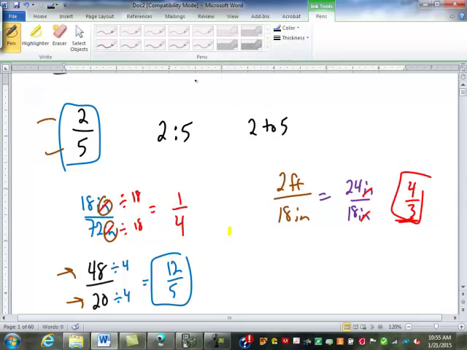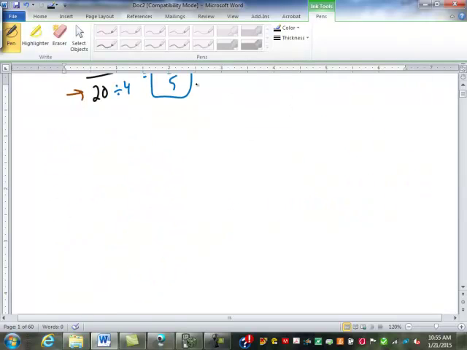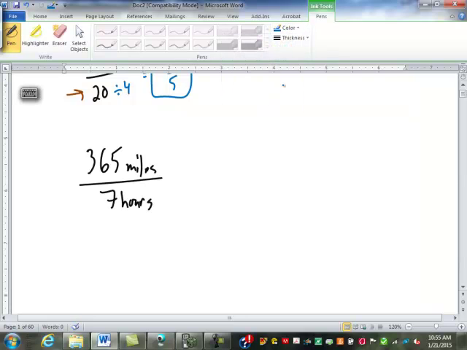So if ratios have to compare things with the same labels or same names, what happens if we have 2 things that are different labels? Let's say that we're going to send Colt on a road trip. He's going to drive 365 miles in 7 hours. There's no way I can convert miles into hours or hours into miles. This cannot be a ratio. That's what we call a rate. The first big difference between a ratio and a rate is just that. A rate can compare 2 things with different labels.